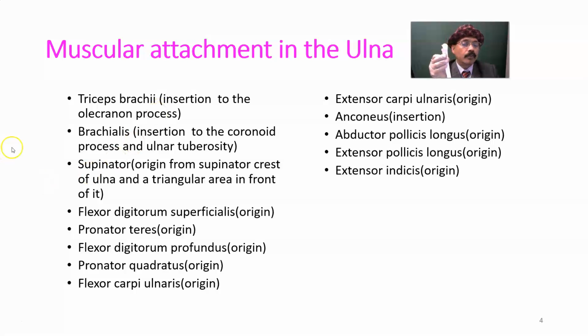Okay, supinator muscle, from the supinator crest of the ulna. Here is the supinator crest of the ulna, just from the posterior part of the radial notch. Nerve supply of the supinator muscle: the posterior interosseous nerve. I mean the deep radial nerve, or the posterior interosseous nerve, not the ulnar nerve. We got the supinator supplied by the posterior interosseous nerve, which is a continuation of the deep radial nerve.